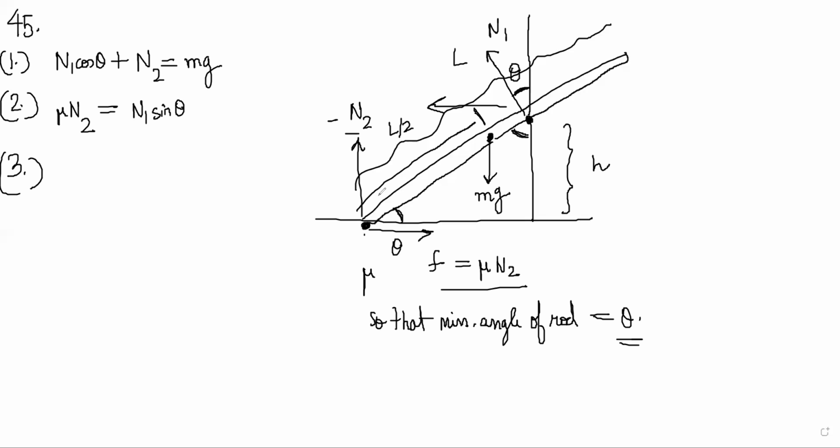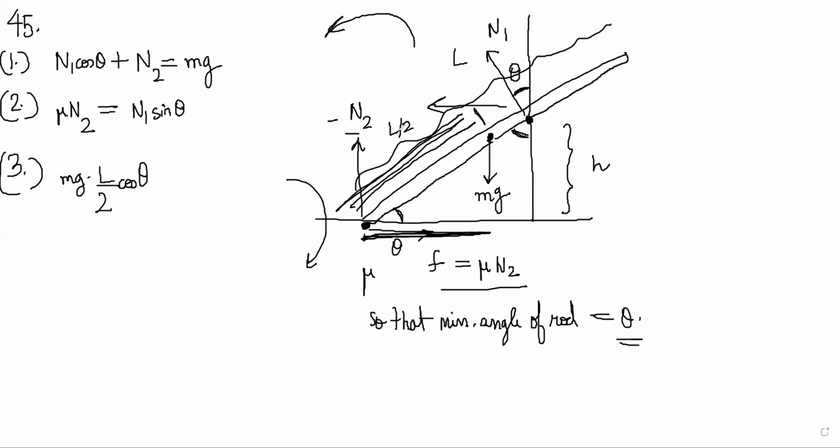For mg, this length is L by 2, so this length is L by 2 cos theta. So mg's torque is mg into L by 2 cos theta, and that is turning it like this. And N1's torque is turning it like this.